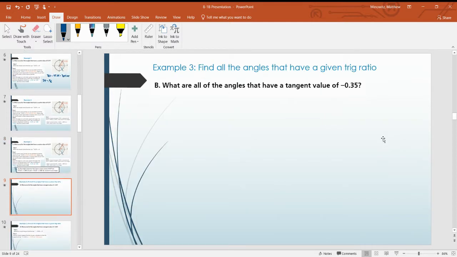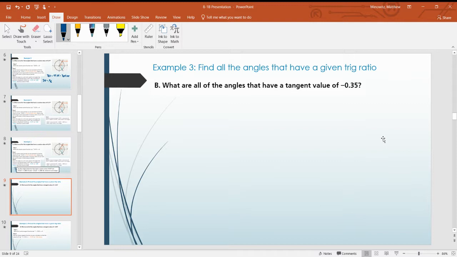So let's try it with tangent. What are all the angles that have a tangent value of negative 0.35? If you want to try this one all on your own, pause the video, go for it. If not, I'll walk you through the steps a little faster.